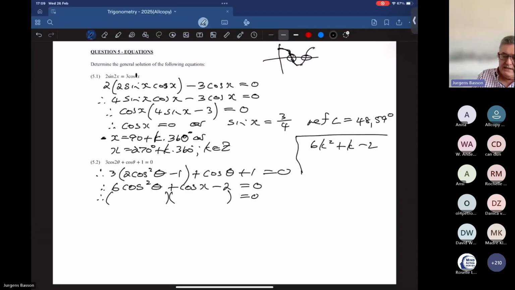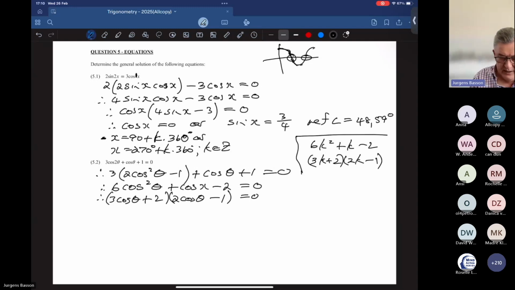6k squared plus k minus 2. Just the normal trinomial, and we can factorize it easily. I think 3k and 2k will do the job. 2 and 1, that gives you 4. That gives you 3. The difference is 1. The 4 must be positive, and the 1 must get a negative. So we will get 3 cos theta, 2 cos theta, and then we have a plus 2 and a minus 1. And there are the two brackets. These are my two linear equations.